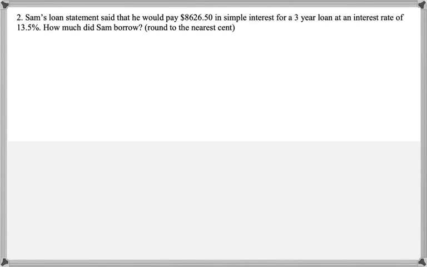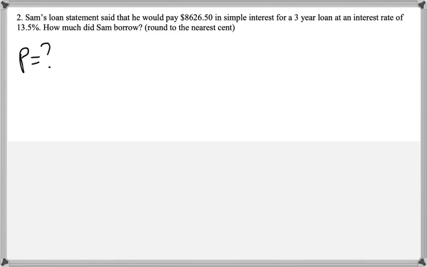Sam's loan statement said that he would pay $8,626.50 in simple interest for a 3-year loan at an interest rate of 13.5%. How much did Sam borrow? Round to the nearest cent. So I'm looking for the principal on this question.